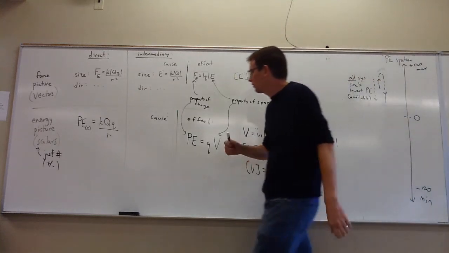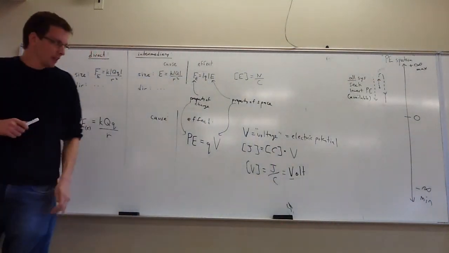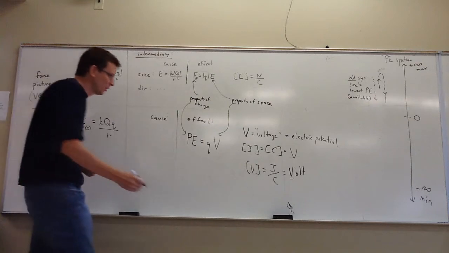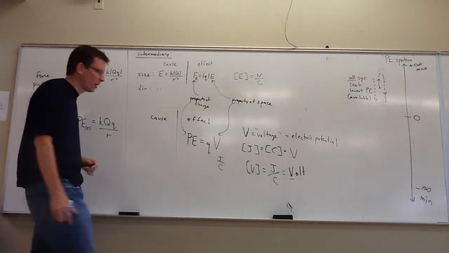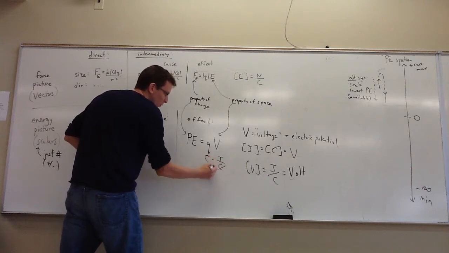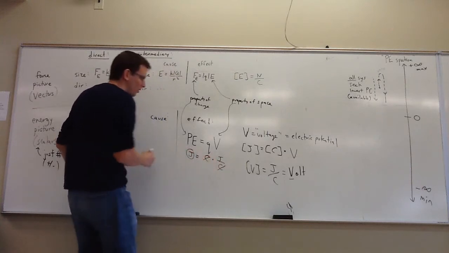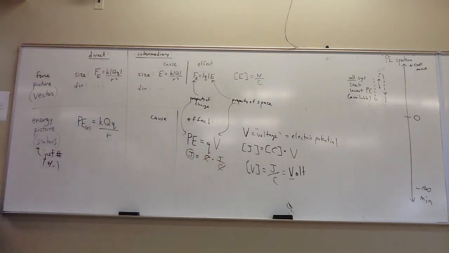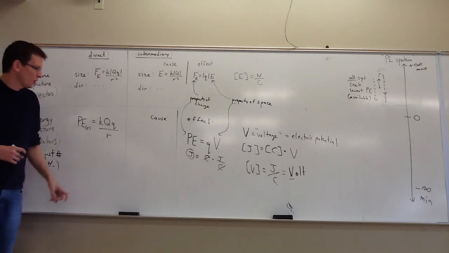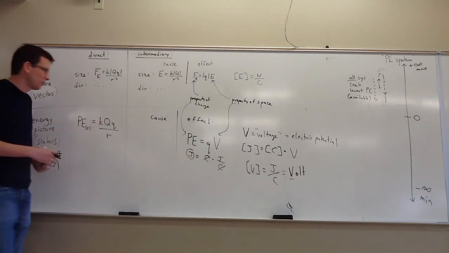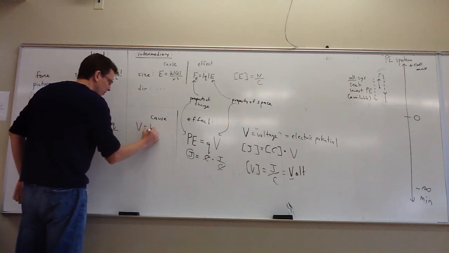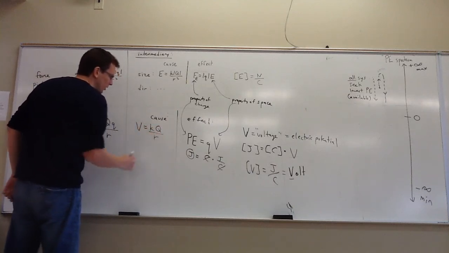So that's the effect side. Basically, you put in at a location in space how many joules are available there per coulomb. You multiply it by how many coulombs you actually put there, and it'll tell you how many joules are available. Okay? Same deal. Let me finish up the cause side. Of course, the cause must be the rest of it. So the voltage itself must be KQ over R.